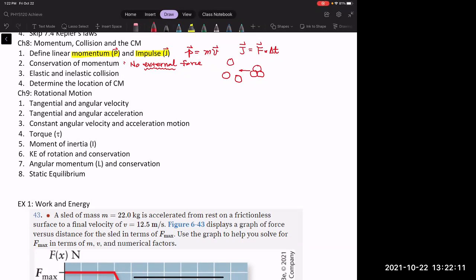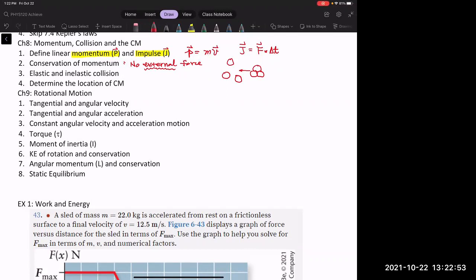This kind of embedment just tells you that they will move together forever. If they are not perfectly inelastic, that means they will deform. They're going to change shape a little bit, and then they will recover to their original shape. In that case, there is a certain moment they move together, but after they recover to their original shape, they will separate. So that is what we call inelastic collision, not the perfectly inelastic collision.